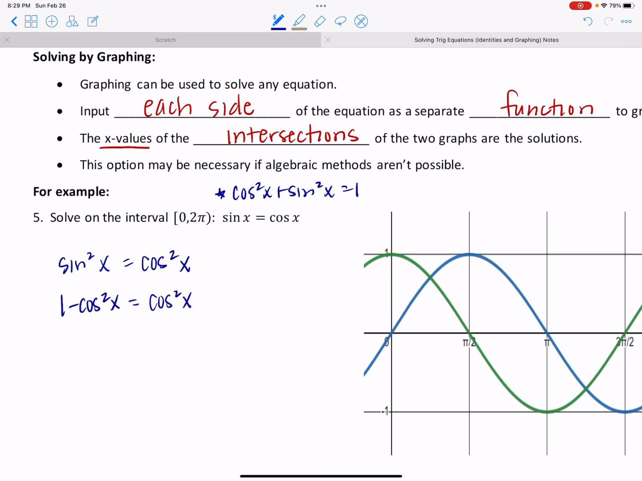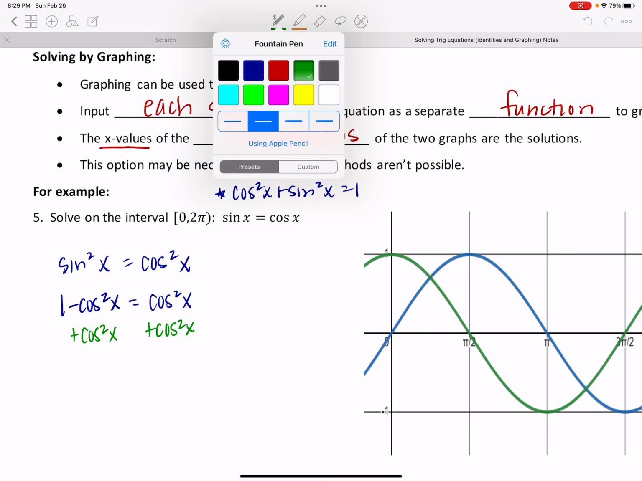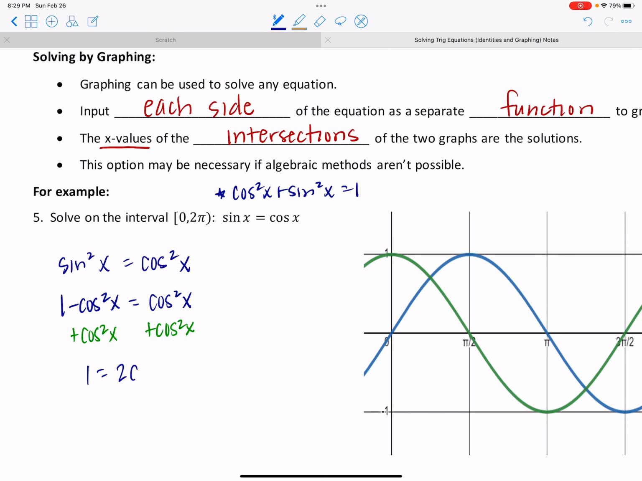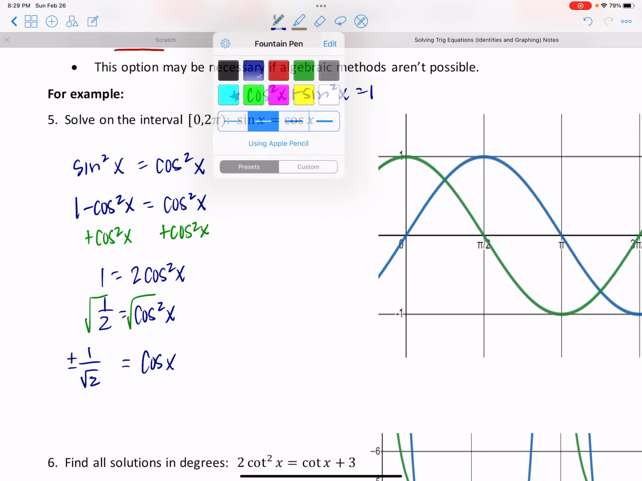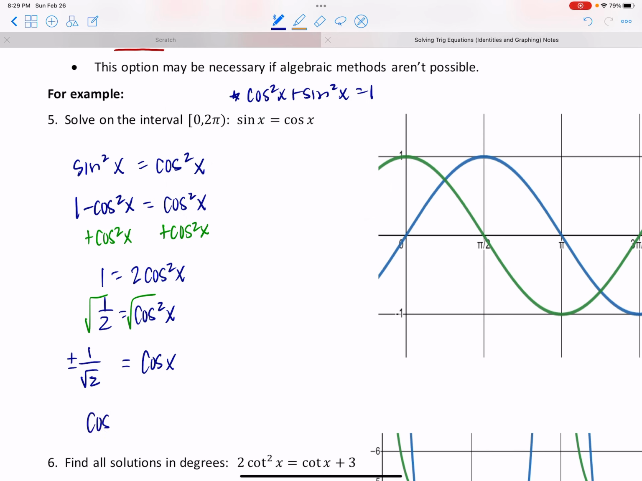And then these are like terms. So I'm going to add this cosine squared over to the other side. So I have 1 equal to 2 of those cosine squareds. And then I'm going to divide the 2 over. So I have 1/2 equal to cosine squared of x. And then I'm going to take the square root of both sides. So square root. And now I can see that the cosine of x is going to equal plus or minus. Again, square root of 1 is 1. Square root of 2 I can't take. But if I rationalize that, then I'm looking for, I'm just going to write this my normal way, the cosine of x being equal to plus or minus radical 2 over 2.